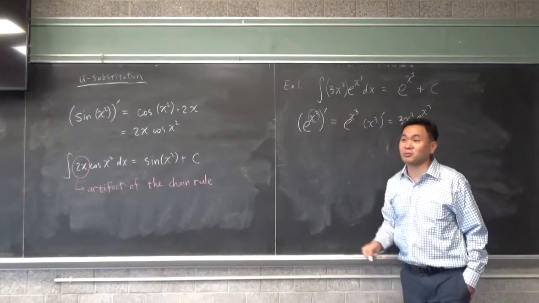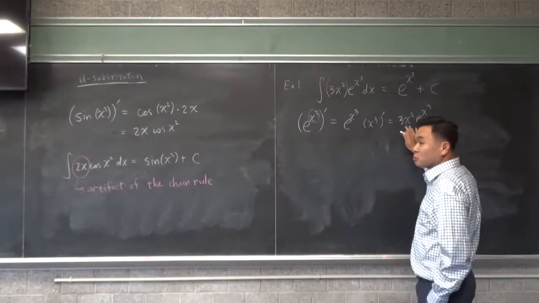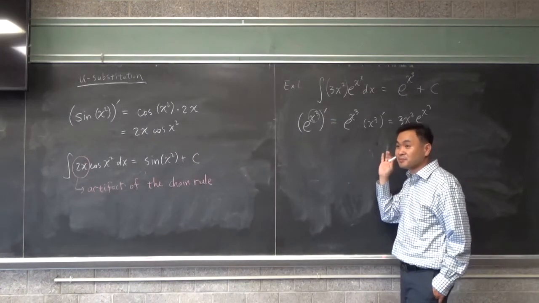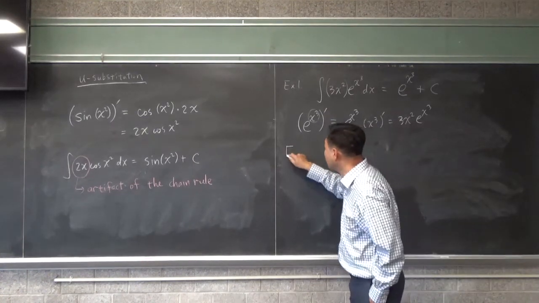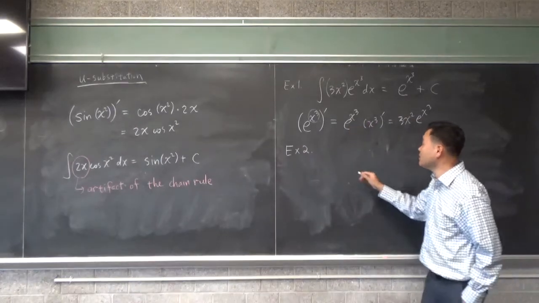Indeed, it matches. So we did get the correct answer. And as you can see, this 3x squared was really just an artifact of the chain rule. Good? All right. Let's do another one. Here it's slightly more challenging.